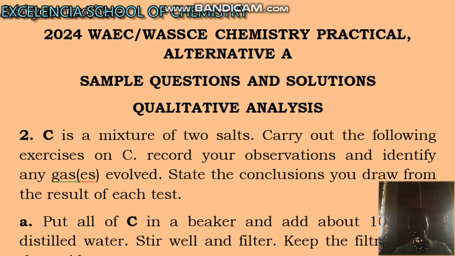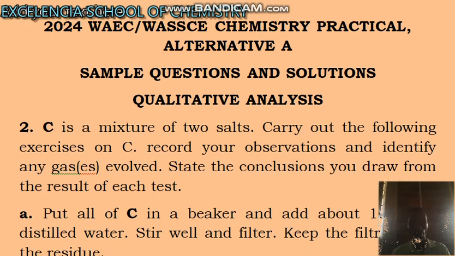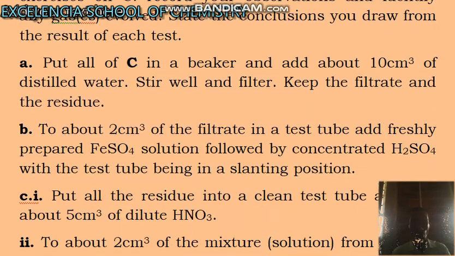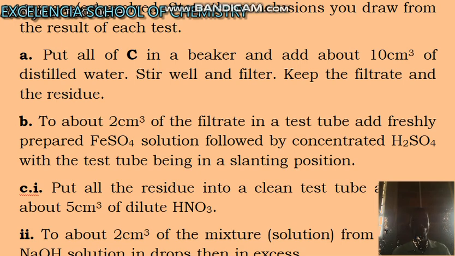C is a mixture of two salts. Carry out the following exercises on C, and so on. The usual instructions in the paper are as given here. A. Put all of C in a beaker and add about 10 cm³ of distilled water. Stir well and filter. Keep the filtrate and the residue. Okay, and we have all the other instructions here.